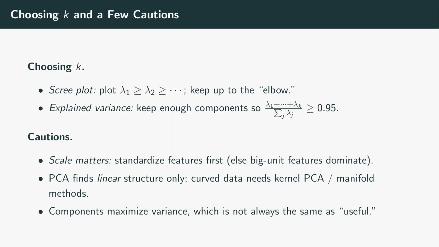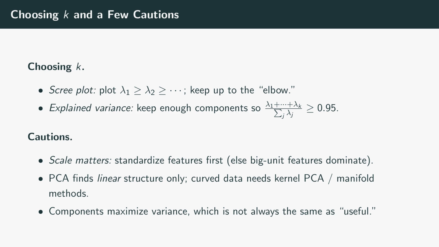Two practical questions before we project. First, how many components should we keep? A common tool is the scree plot. List the eigenvalues in decreasing order and look for the elbow, the point where they suddenly flatten out, and keep the components before it. Or set a target. Keep just enough components that the cumulative explained variance, the sum of the top eigenvalues over the sum of all of them, reaches, say, 95%.